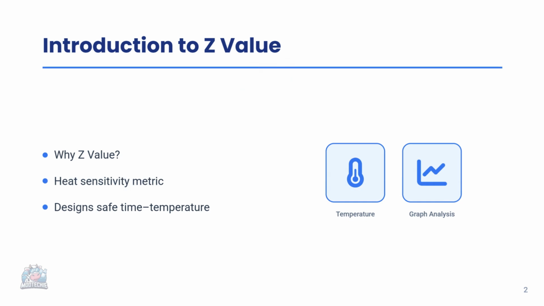The Z value is considered a measure of heat sensitivity of microorganisms. It tells us how much the processing temperature must change to cause a tenfold change in the D value. In other words, Z value helps food engineers design safe time-temperature combinations during thermal processing.